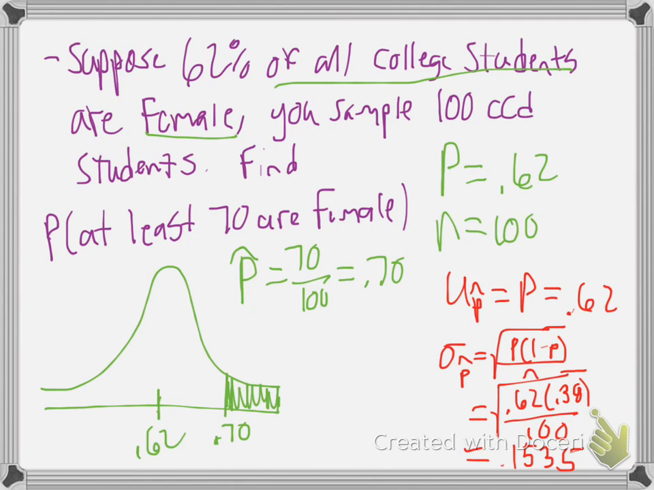Once again, once we're looking for the area, we do the z-score. So we do the observation, which is 0.70. So z equals 0.70 minus 0.62 over the standard deviation, which is 0.1535. Running out of room here, but 0.70 minus 0.62, enter, divided by 0.1535 is 0.5212.